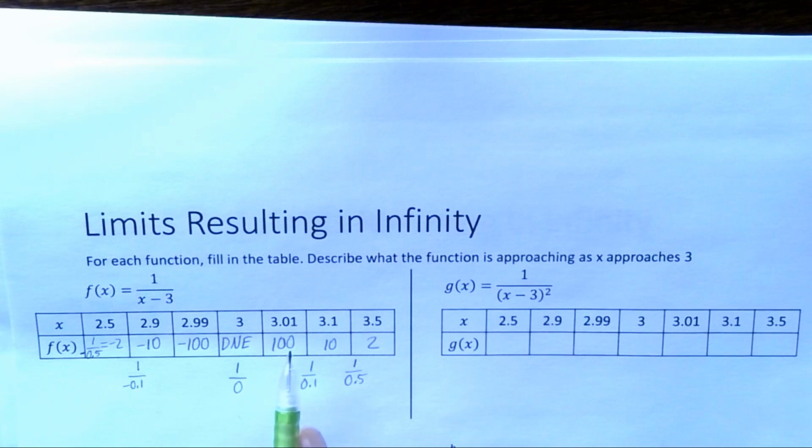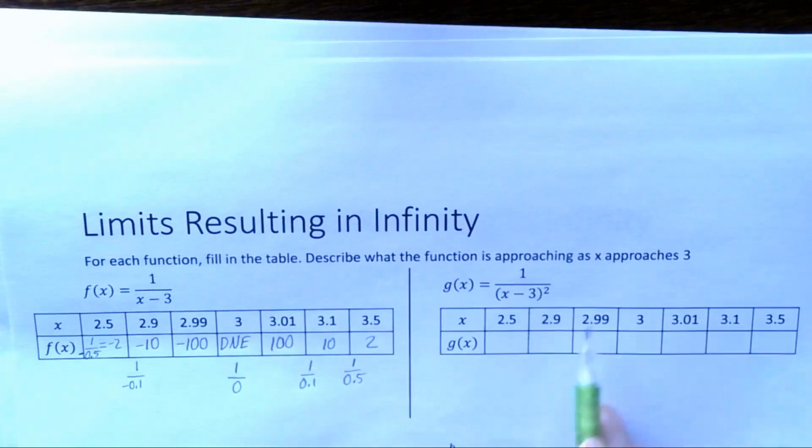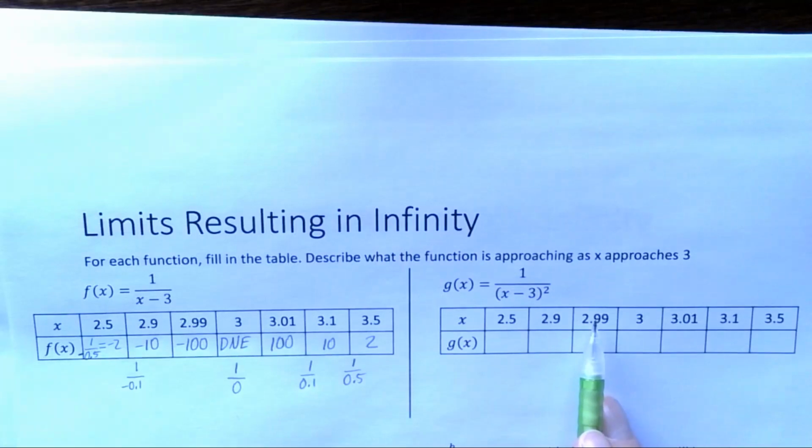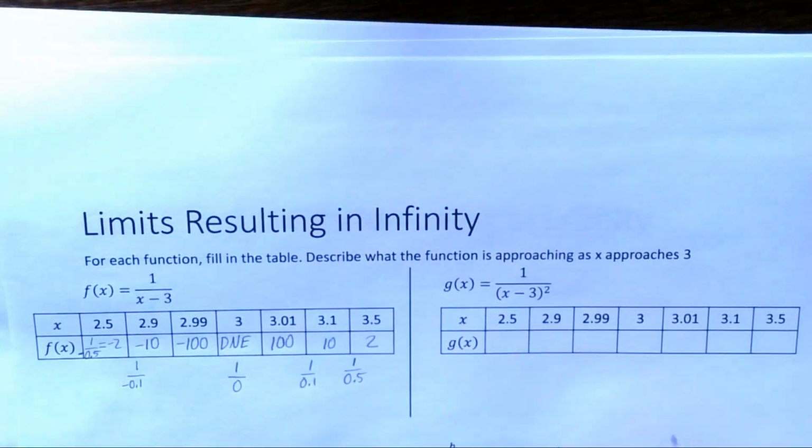Before we answer this one for this function, I want to do another one, because this might solidify some of your thoughts on it, even though this is a little bit different. So, similar process here. We're making a table around 3, but this time it's 1 over (x minus 3) in parentheses squared. So we'll see the effects this has.